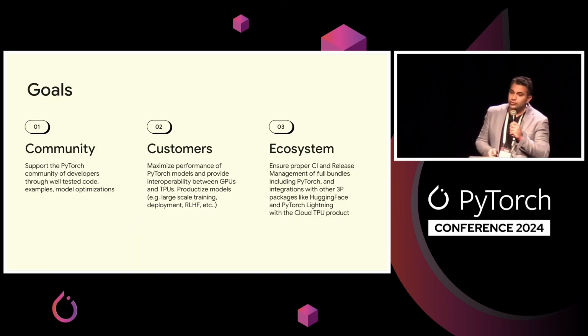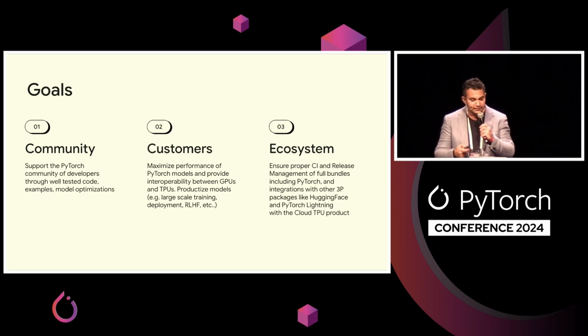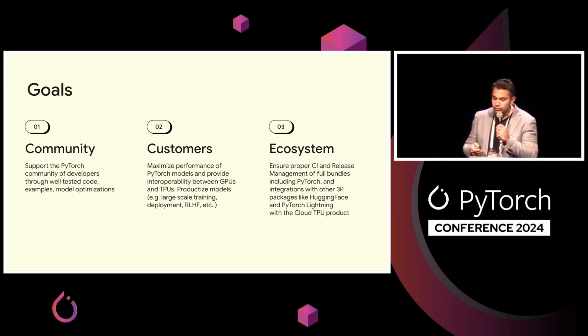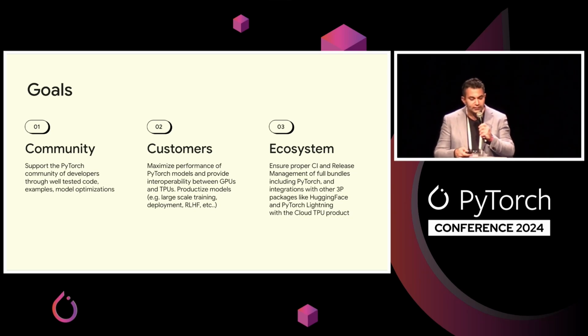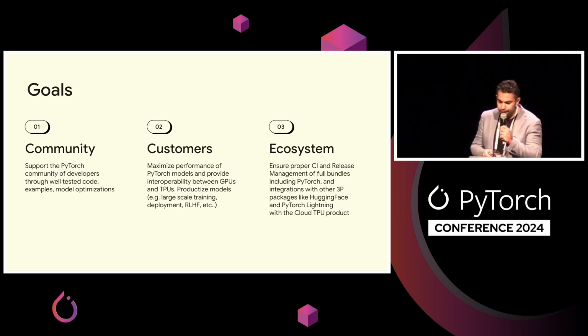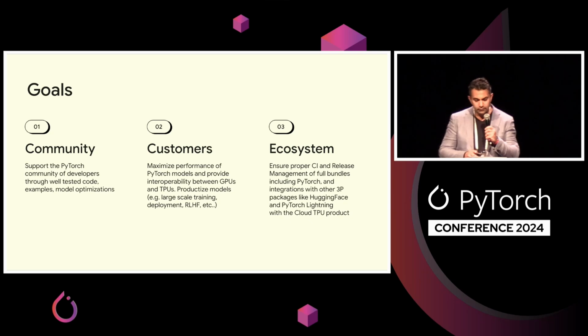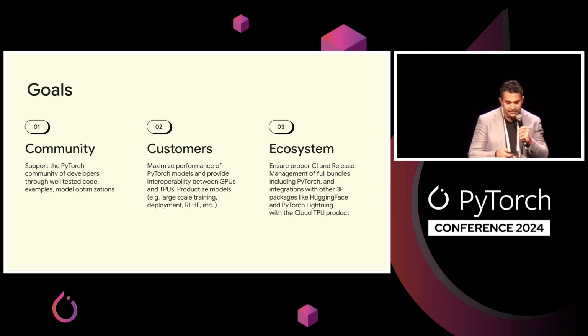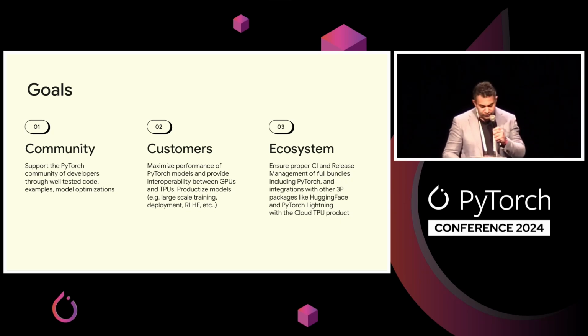As a fully open source project, PyTorch XLA wants to support and grow the community of developers by providing tested code examples, best practices for performance optimization, and engaging directly with the users and developers. Providing interoperability between GPU and TPU should enable Google Cloud customers to achieve top performance regardless of the hardware they choose, thanks to the capabilities of the OpenXLA compiler. Finally, a strong ecosystem of third-party products and libraries such as Hugging Face and PyTorch Lightning enables easier use of PyTorch on cloud TPUs.